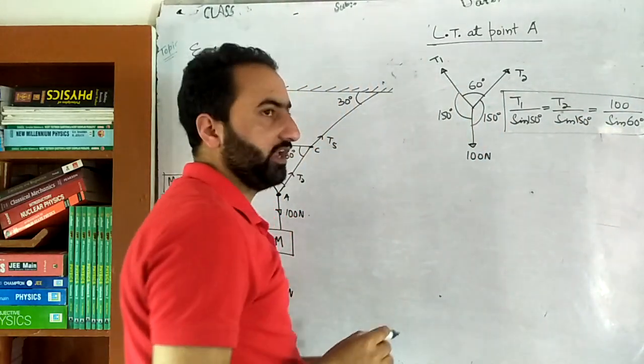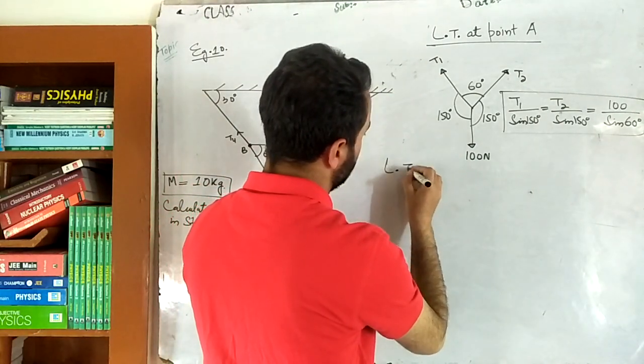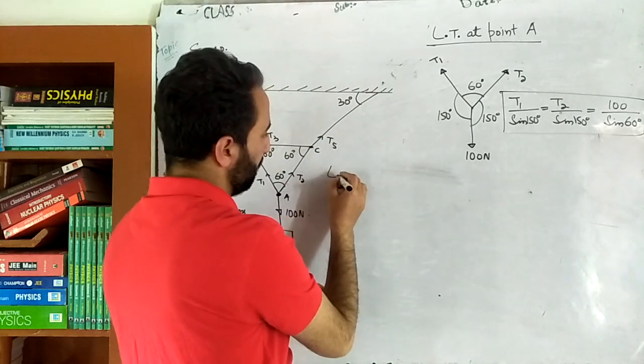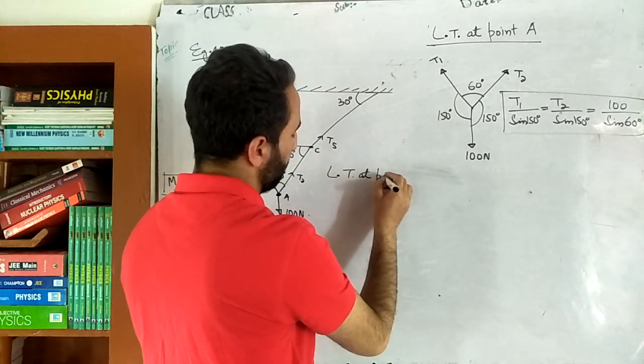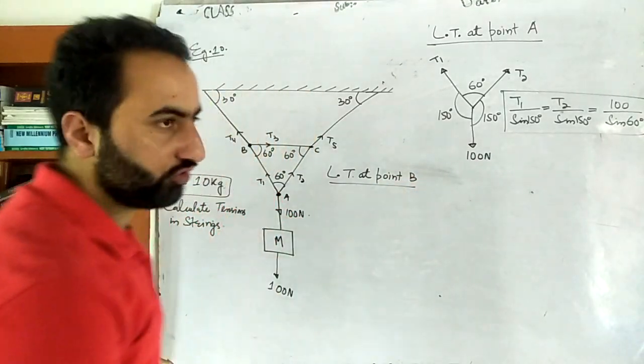So that means T1 and T2 will be exactly the same. Okay, so try this yourself. Then there is Lami's theorem. At what point? So here I will write it down. Lami's theorem at point B.